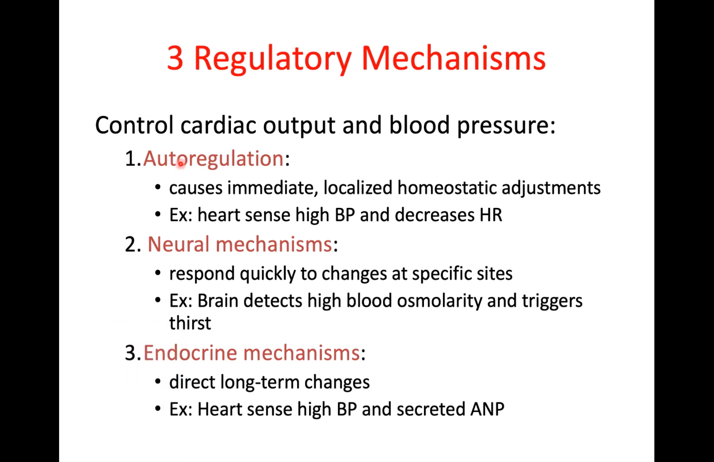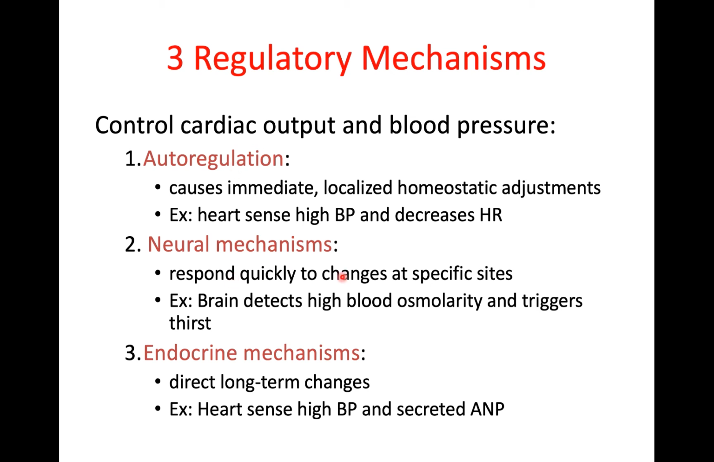Now remember, auto means self. You're self-regulating. Autoregulation is done by the heart, and the heart has the ability to sense when blood pressure is too high or too low inside of it. Now, blood pressure and heart rate are inversely related in terms of the heart itself. If the heart senses that your blood pressure in the heart is too high, it will go ahead and lower the heart rate to control and regulate the cardiac output. Same thing if blood pressure is too low, the heart rate will increase.